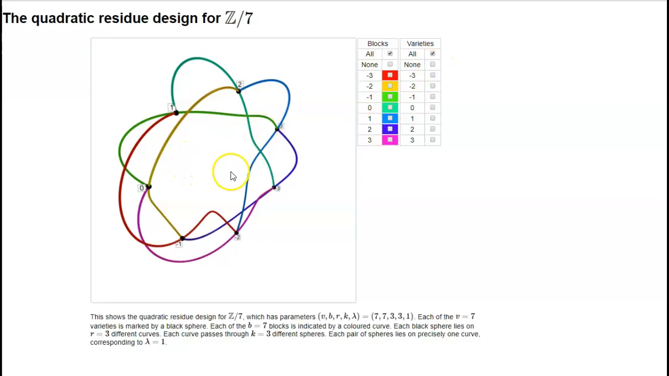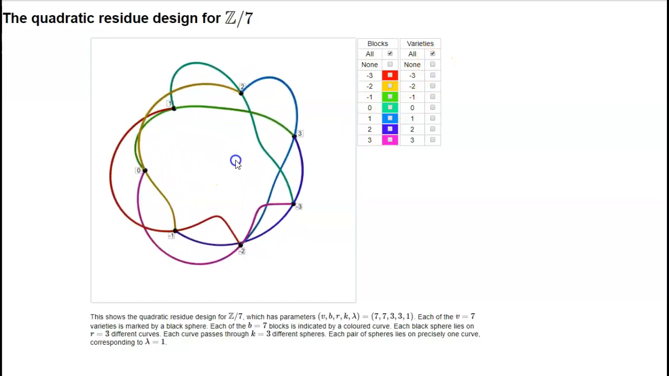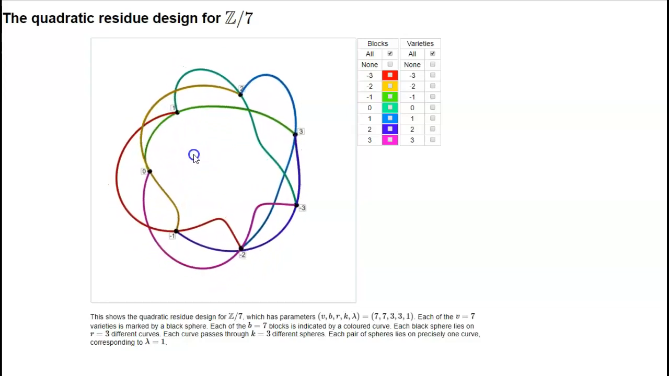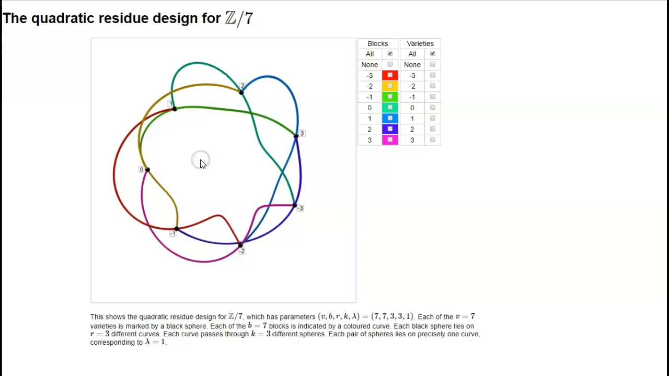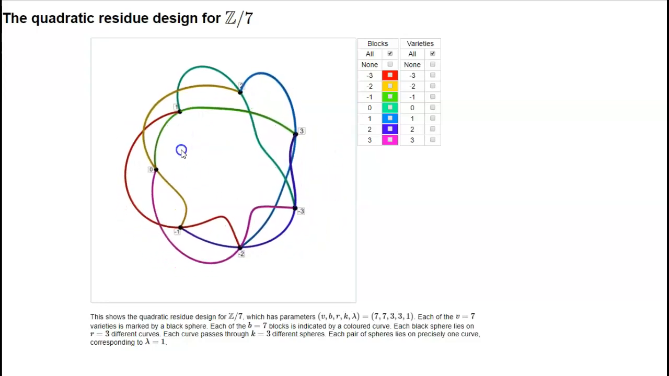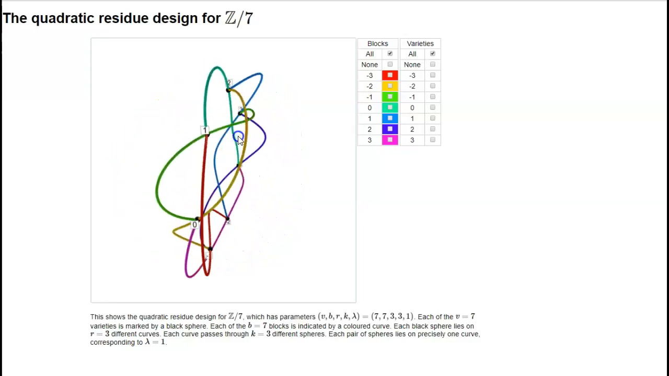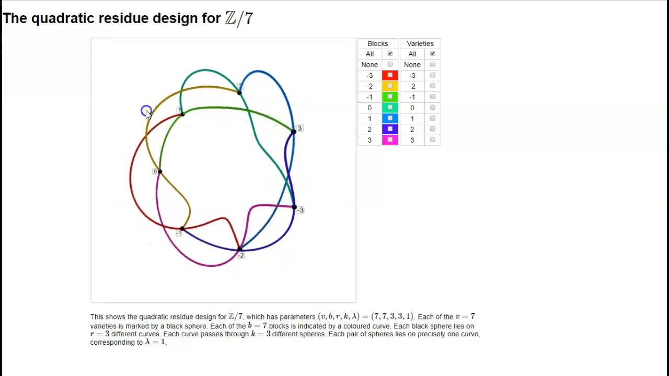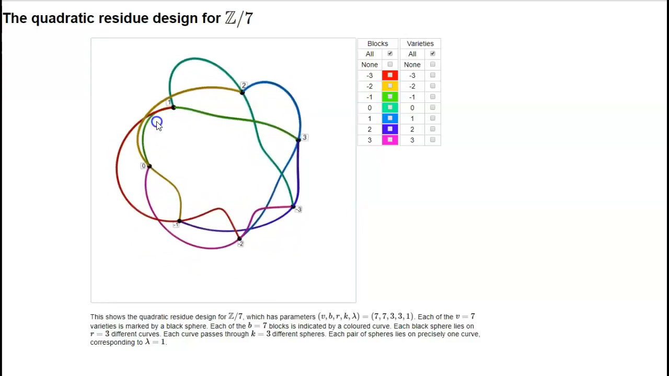In this example, both the blocks and the varieties are indexed by Z mod 7. For the elements of Z mod 7, it's convenient to list them symmetrically, starting from -3, then -2, -1, 0, 1, 2, 3, and then after 3 you could have 4, but 4 is the same as -3 mod 7, and so on. Okay. So we've got these 7 black spheres, which correspond to the varieties, and then we've got 7 coloured curves, and those curves correspond to the blocks.